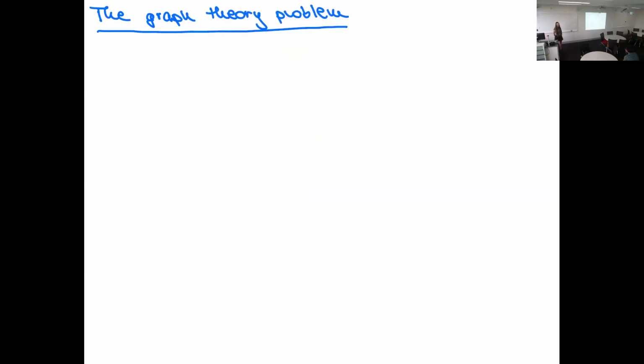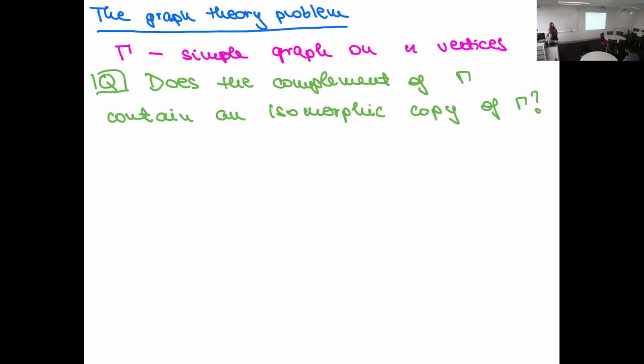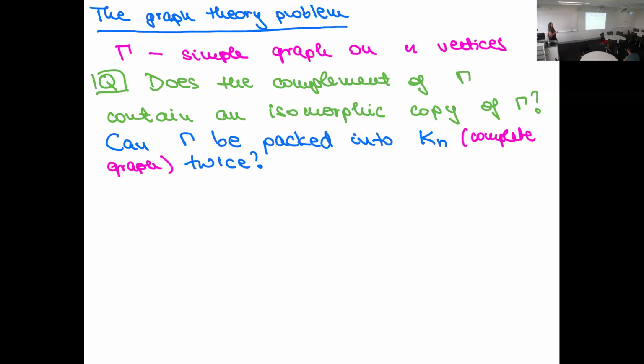So here is the graph theory problem that I want to study through a group theory lens. So we'll have gamma to be a simple graph on n vertices. It's going to be undirected, with no multiple edges and no loops. So here's the question. Does the complement of gamma, which is just all the edges that are not in our graph gamma, contain an isomorphic copy of gamma? So you can think about it as, can I take a complete graph and color some edges pink and some edges blue so that they look the same inside and they are disjoint?